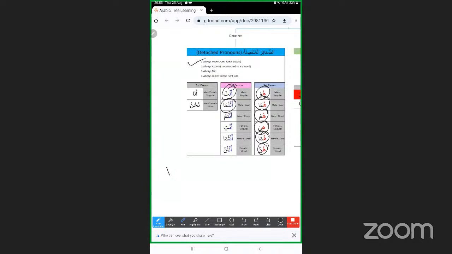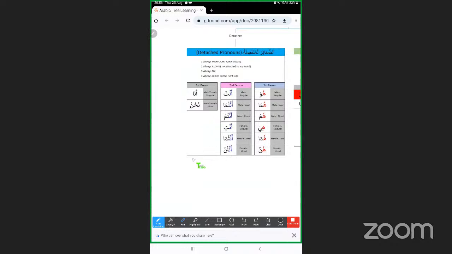And for nasab stage, we will learn inshallah later. We will learn about nasab stage and jar stage, what the structure is, what the spelling is. Everybody got the idea? Any question? Hua, huma, hum, hiya, huma, hunna, they are very, very, very important.